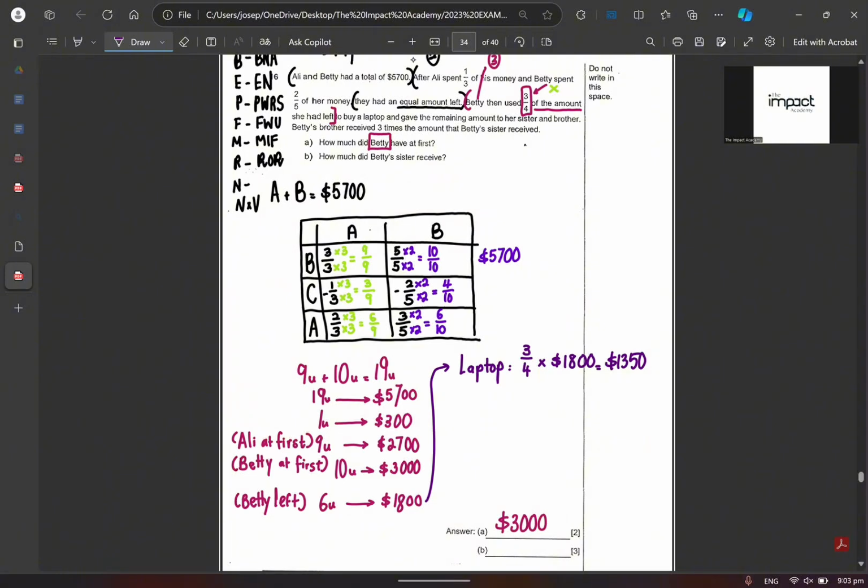She spent 1,350 on her laptop. Am I making sense? So what is she left with? What is her remaining? 1/4. Very good. 1/4, or you can just do 1,800 minus 1,350.